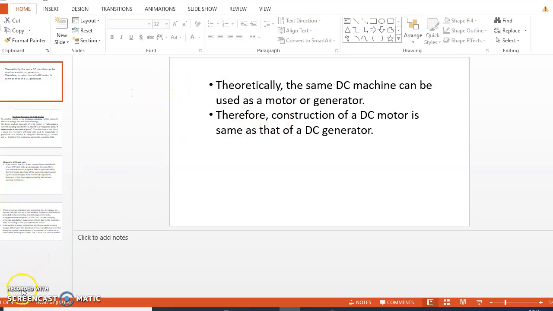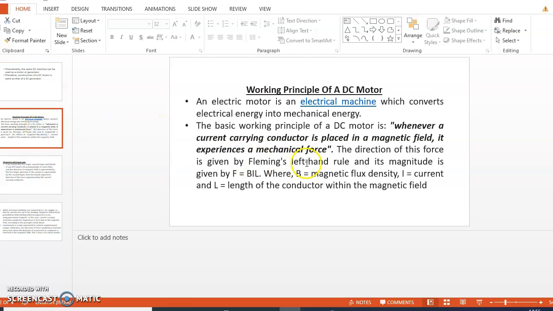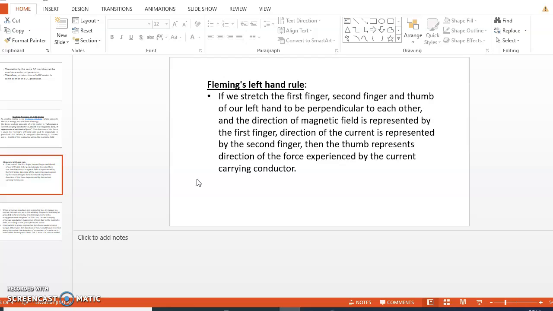Theoretically, the DC machines are the same as the DC motor and DC generator because the construction is the same. Second, the principle of operation of a DC motor is that whenever a current carrying conductor is placed in a magnetic field, it will experience a force. The direction of the experienced force is given by Fleming's left-hand rule.